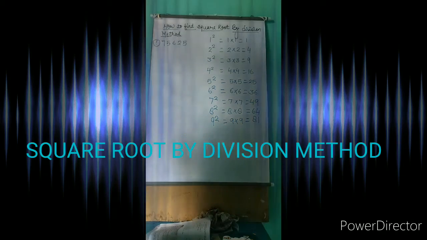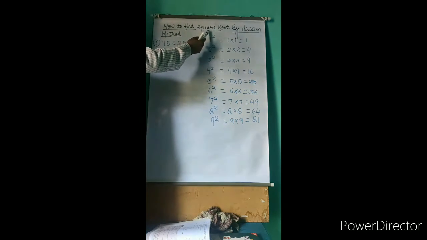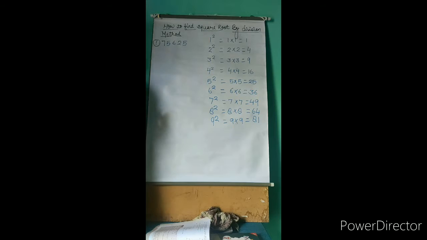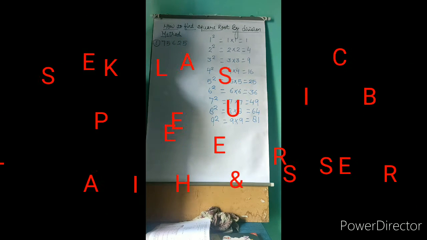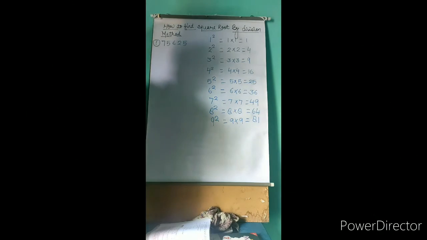Welcome students. Today we will learn how to find square root by division method. There are two methods to find square root. One is prime factorization method, another is division method. So before we learn the division method, let's see.